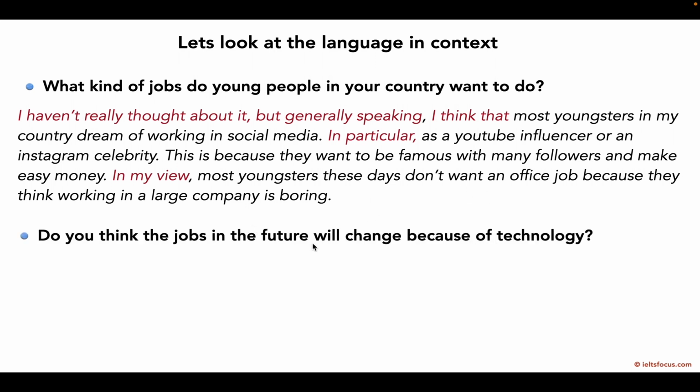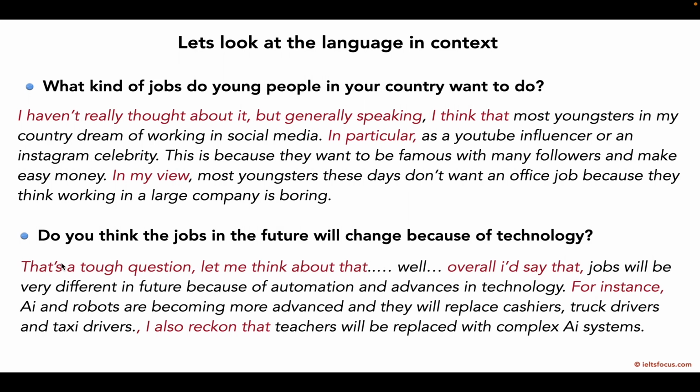This is about the future, so it's making a prediction. So that's a tough question. Let me think about that for a moment. Well, overall, I'd say, and so on, you see? And then here's my example, for instance. And I've got the word will a lot here. I could also use the word likely to, or very likely, or unlikely, because it's about the future. It's a prediction.